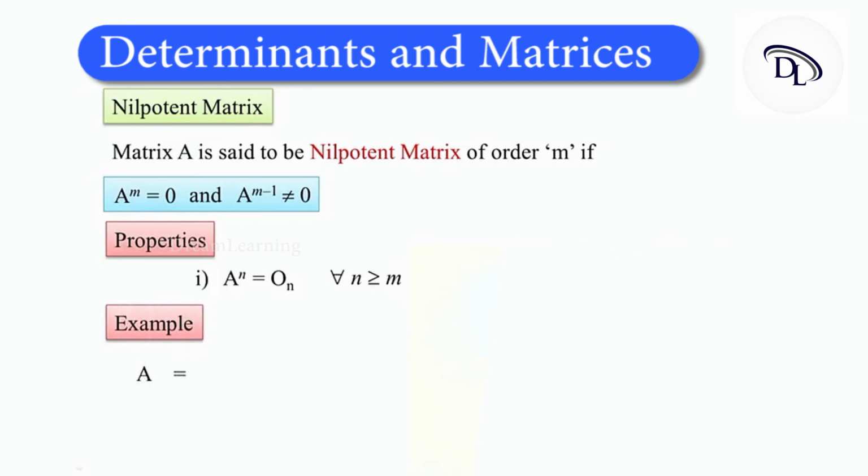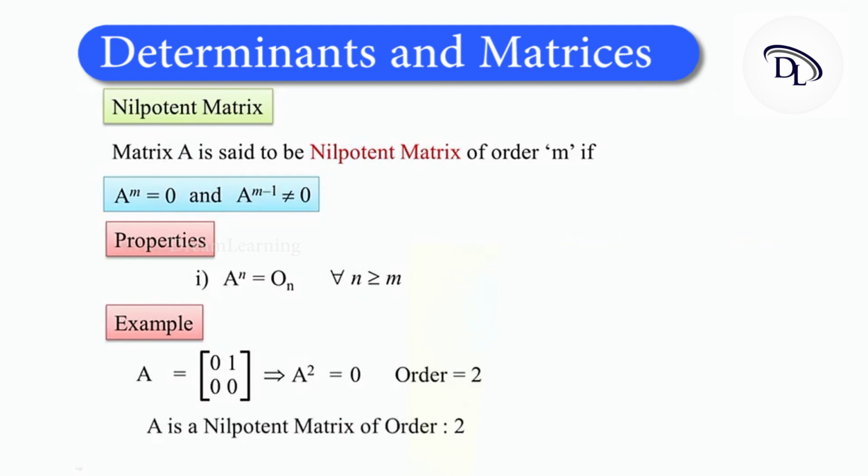Let us take an example. Now A is 0, 1, 0, 0. We can see that A square becomes a null matrix. If we find A square, it will be 0, 0, 0, 0. So A here is a nilpotent matrix of order 2.